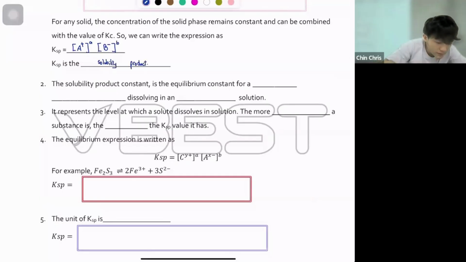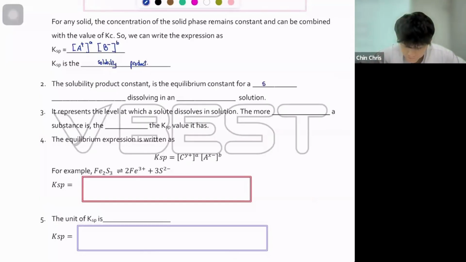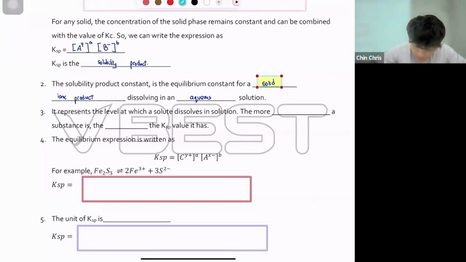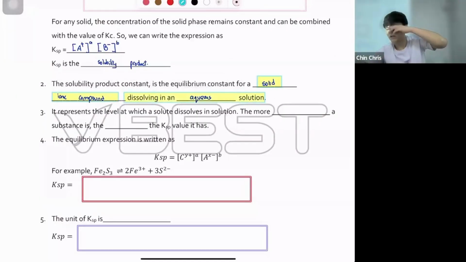Again, solubility product is a constant. It is the equilibrium expression for a solid ionic compound dissolving in an aqueous solution. Keyword, I must have a solid ionic compound, dissolving in an aqueous solution.